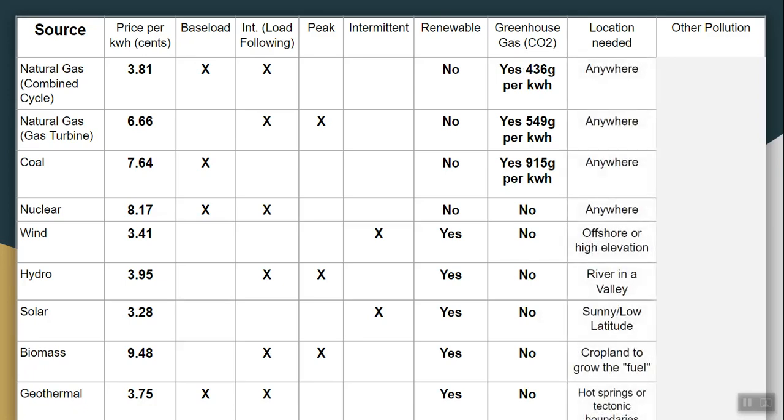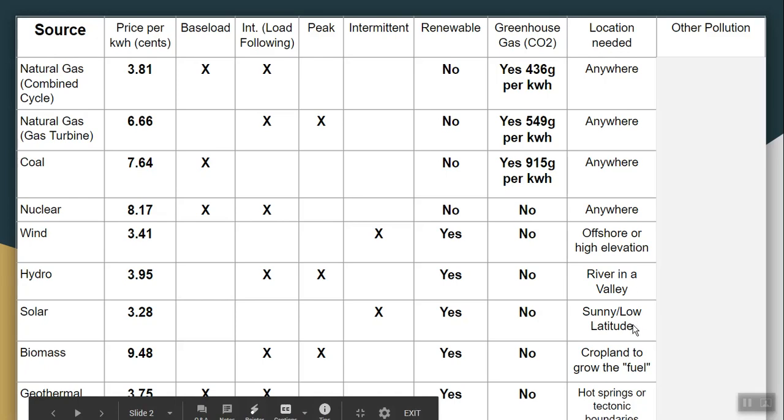Then there's location. So natural gas, coal, nuclear, they can be situated pretty much anywhere. Okay, they don't need any special locations. Wind, you either have to put it offshore or at some high elevation so that there's a relatively constant source of wind. Hydroelectric, okay, you basically need a river and a valley because you need some type of waterway and you need to be able to dam it. So that means that you need to be able to fill up a big valley with water. Okay, so that only certain places allow for that.